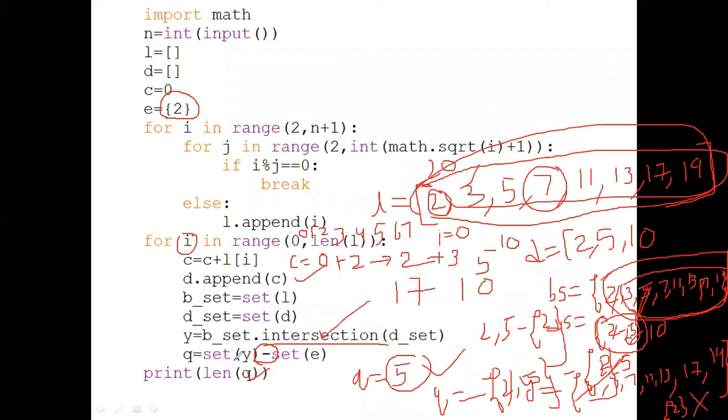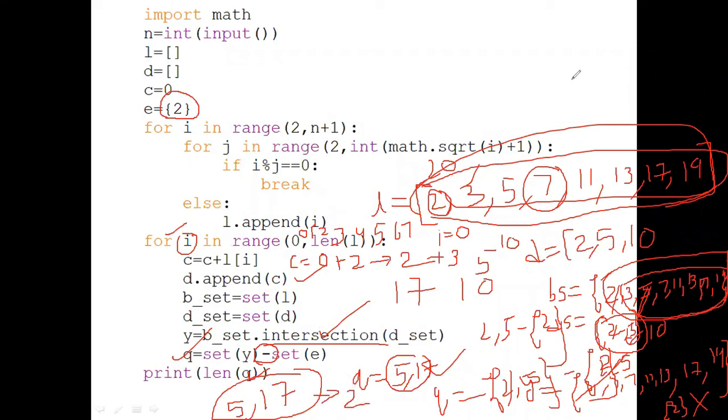Now we are going to find again set y minus set e. Now we get 5, 17. Okay, we execute this for loop, and at the end of the program only 5 and 17, these two numbers, are stored in this q. If you print the length of this, then what is the length here? 2 is the output.